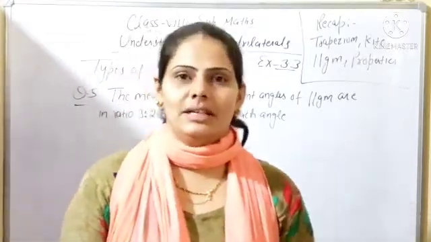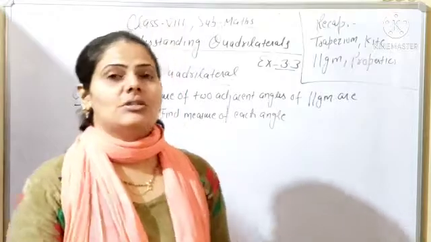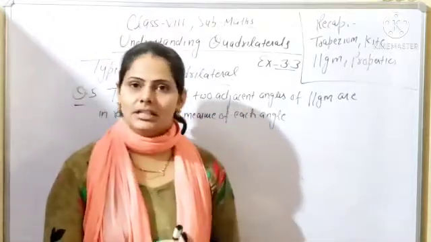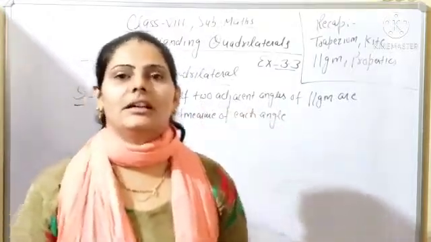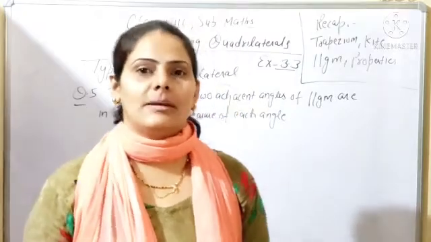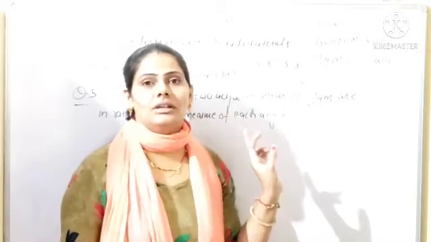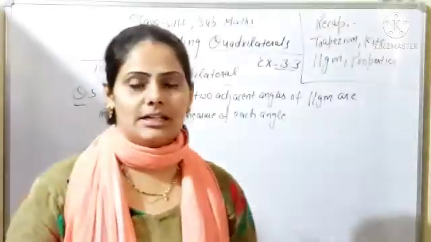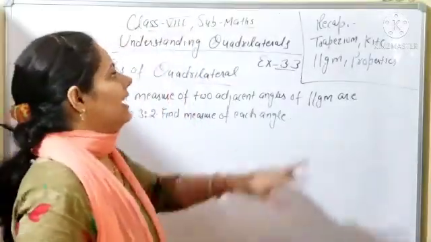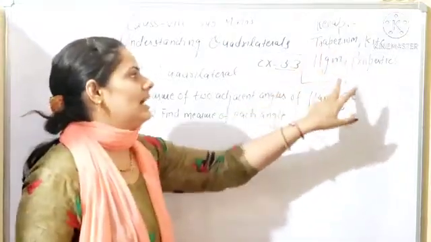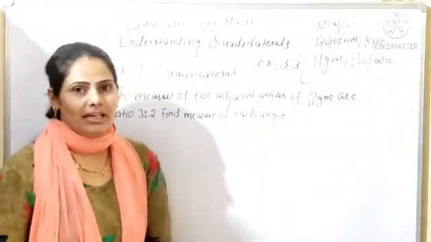So we were doing our chapter, Understanding Quadrilaterals. Beta, we were doing exercise 3.3. Before going to the exercise, first we will do the recapitulation. So what is that? We have done our types of quadrilaterals. In types of quadrilateral, beta, I have explained about the trapezium, kite, parallelogram and properties of parallelogram.